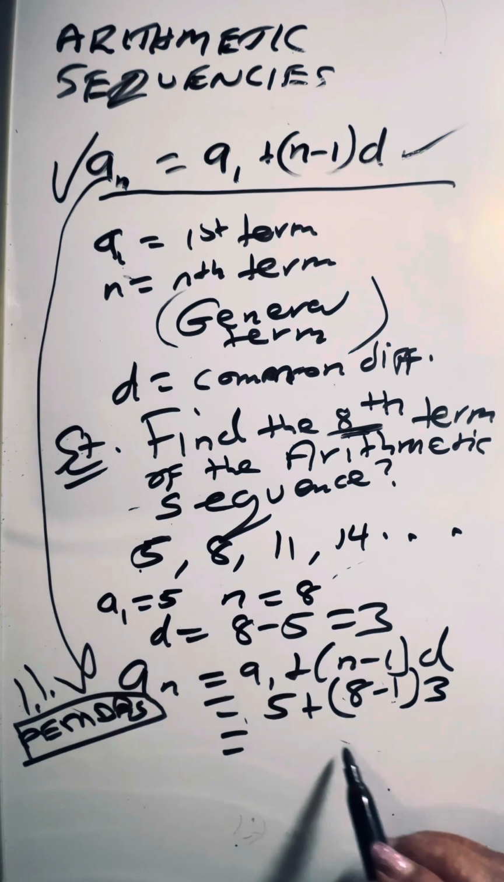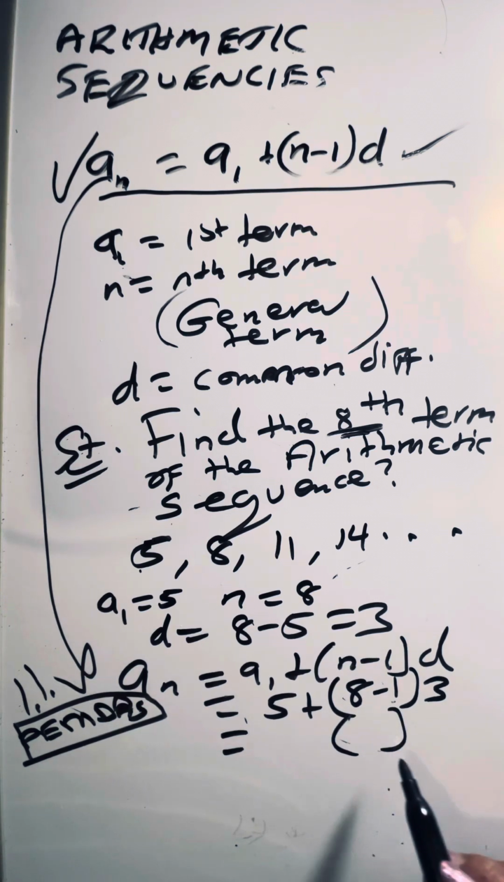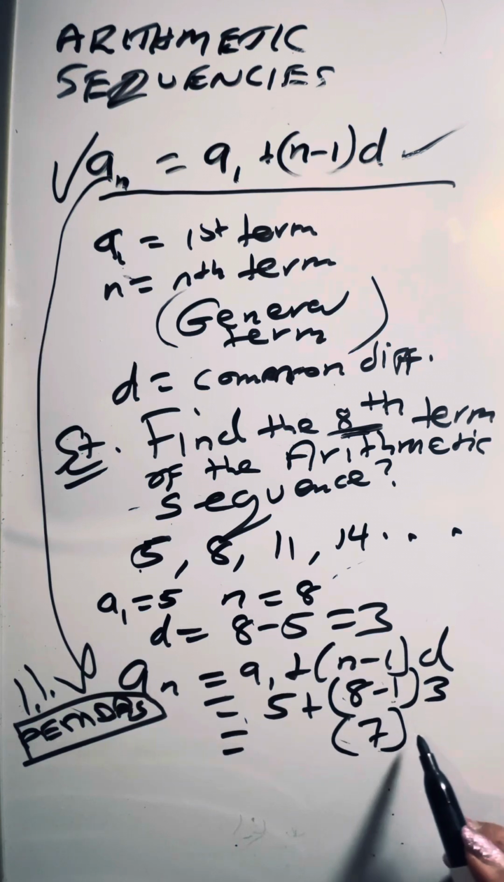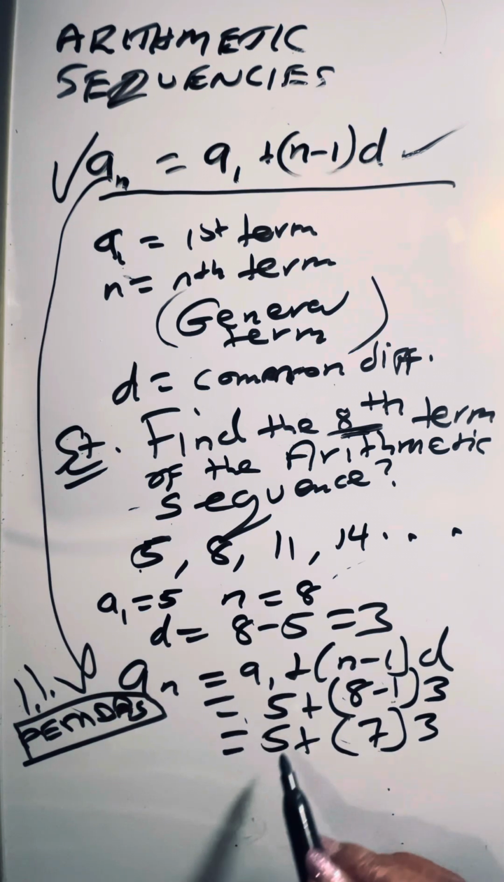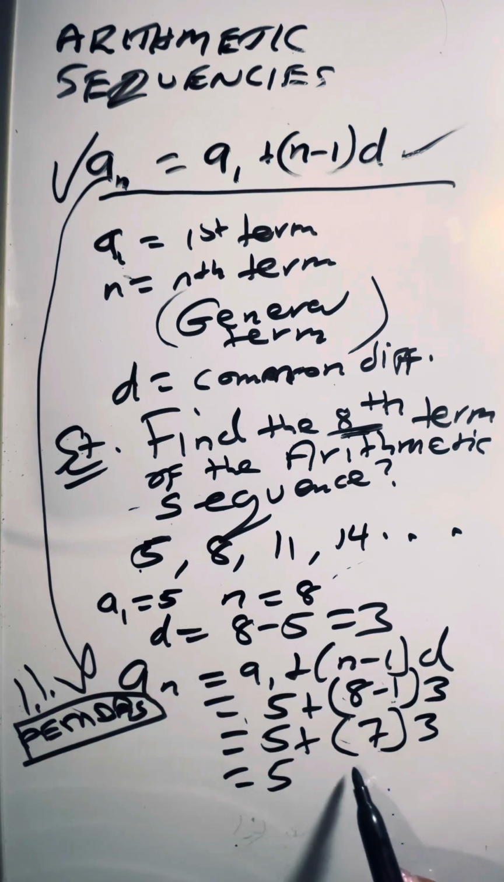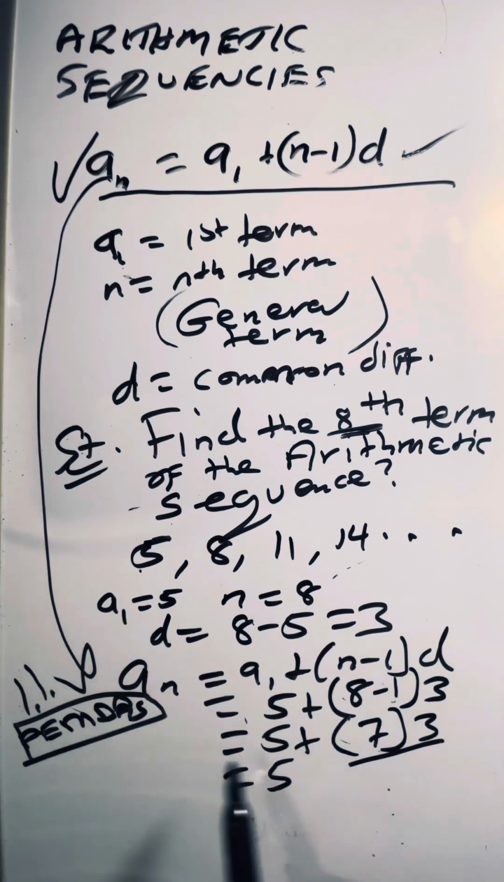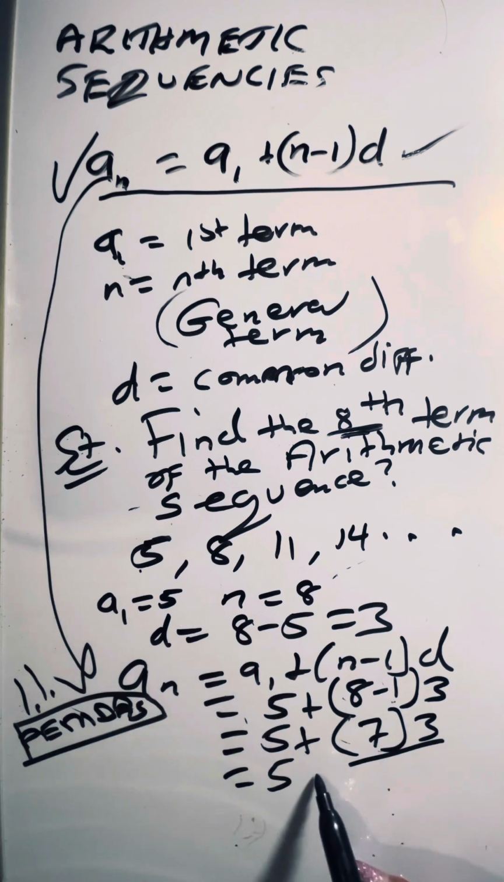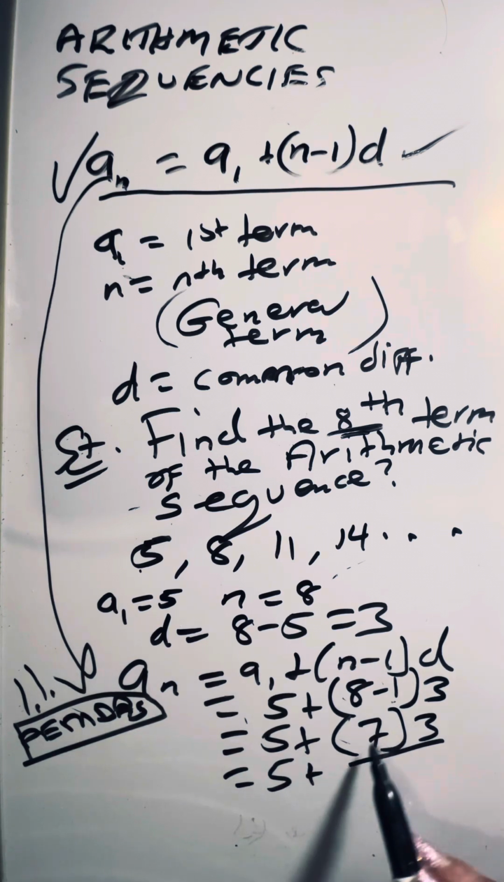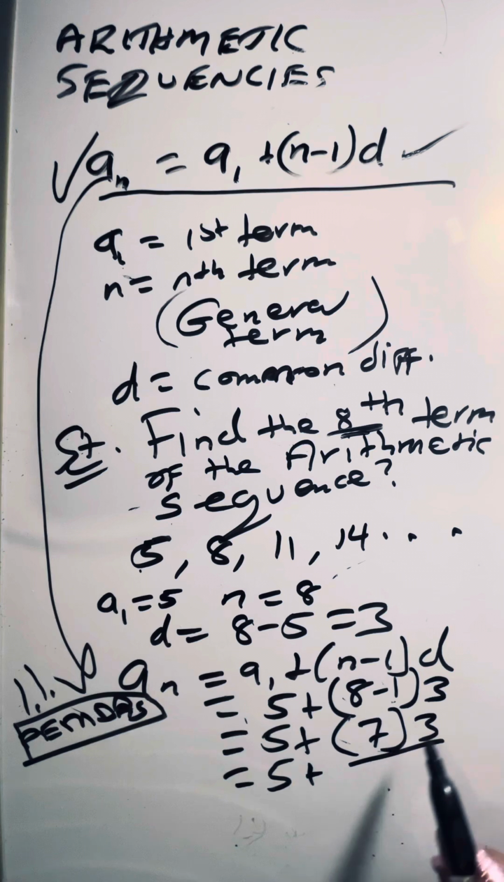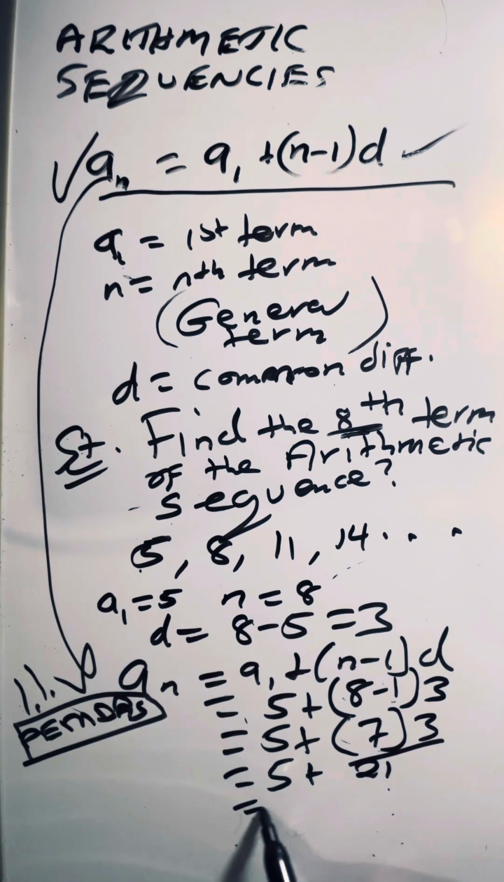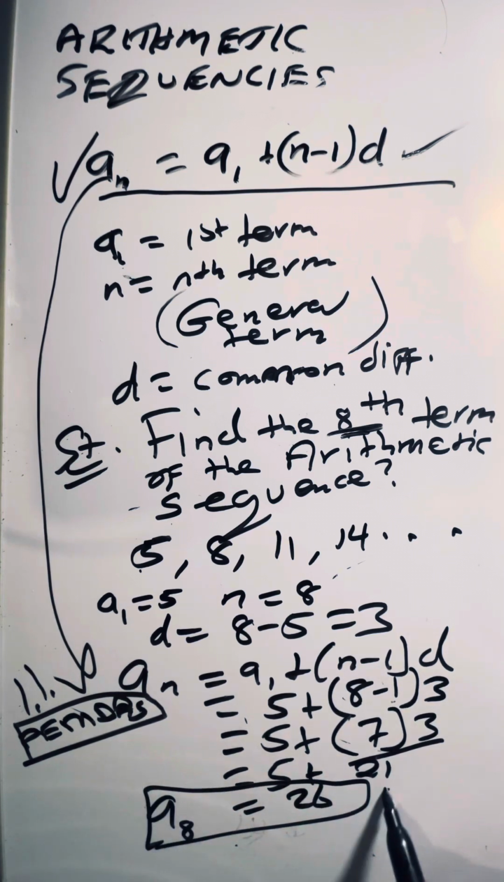We are going to deal with what is in parentheses first. 8 minus 1 is 7, times 3. Once again, because multiplication is over addition, we are going to say 5 plus and work with what is in parentheses. So it's 7 times 3. So our 8th term is 26. That's how we calculate arithmetic sequences.